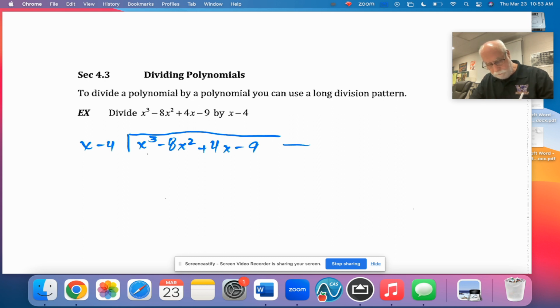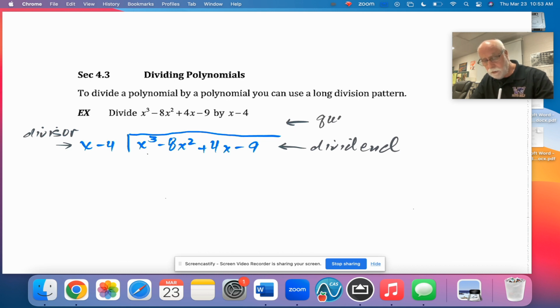Let's go ahead and remember what these are called. The x minus 4 is called the divisor. The thing that is being divided is called the dividend. And our answer is always going to be called our quotient.